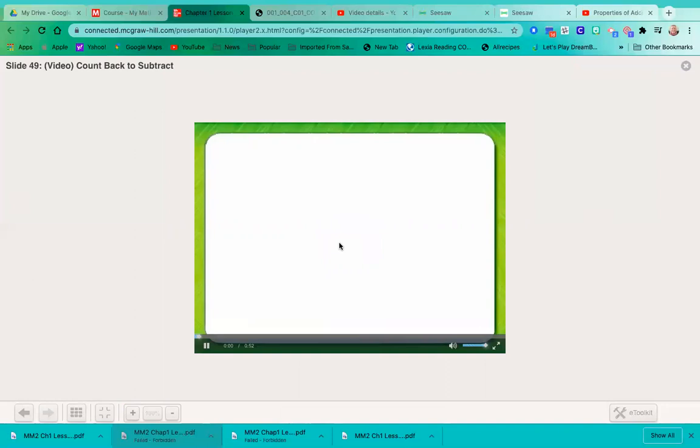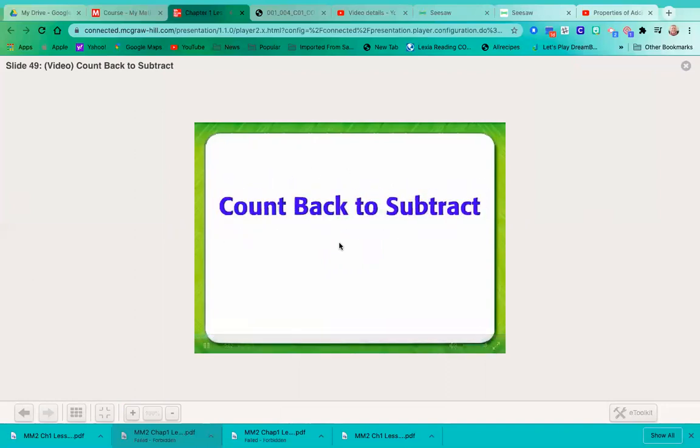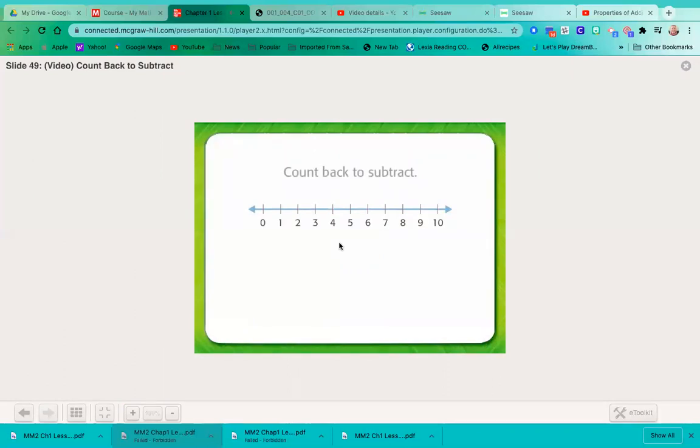Count back to subtract. We can use a number line to count back to subtract. We subtract to find the difference. Let's find 10 minus 3. Start at 10 and count back 3. 9, 8, 7. 10 minus 3 equals 7.